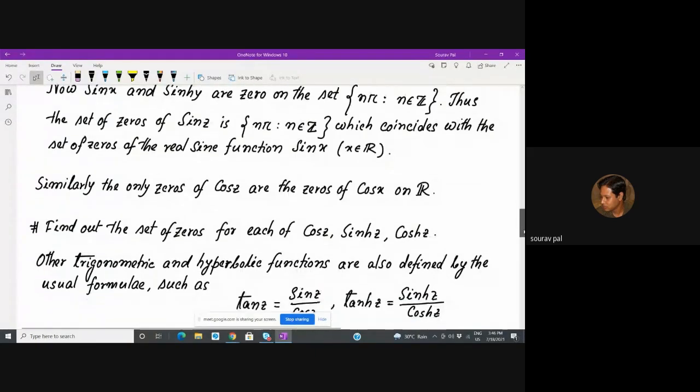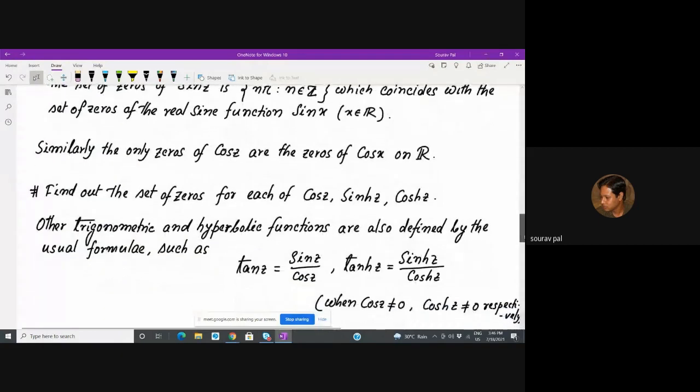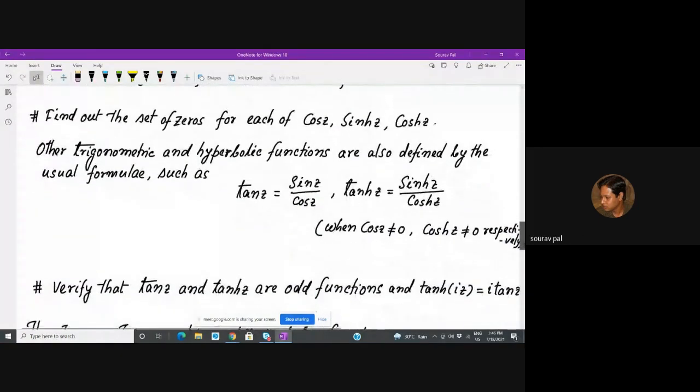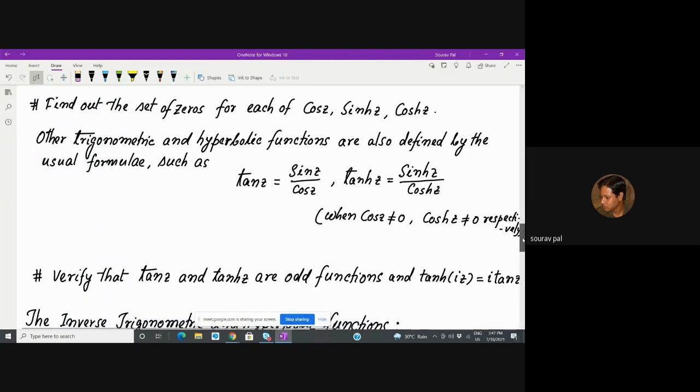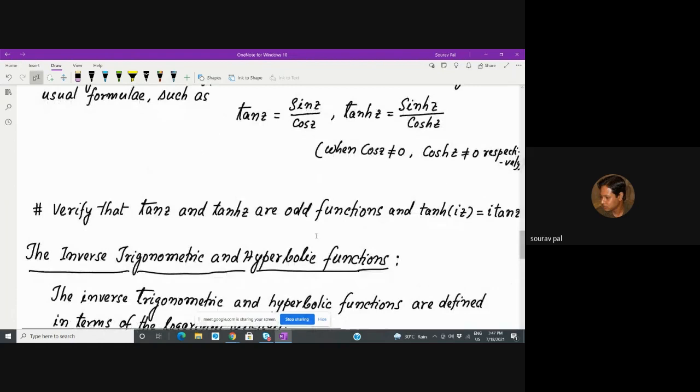Please determine them. And the other trigonometric and hyperbolic functions can also be defined using this formula. Of course, whenever you talk about tan z to be equal to sin z upon cos z, you have to be careful to make the denominator non-zero. Okay, you have to define it properly. So you can verify that there is an interplay between tan z and tanh z. It's precisely given by this.